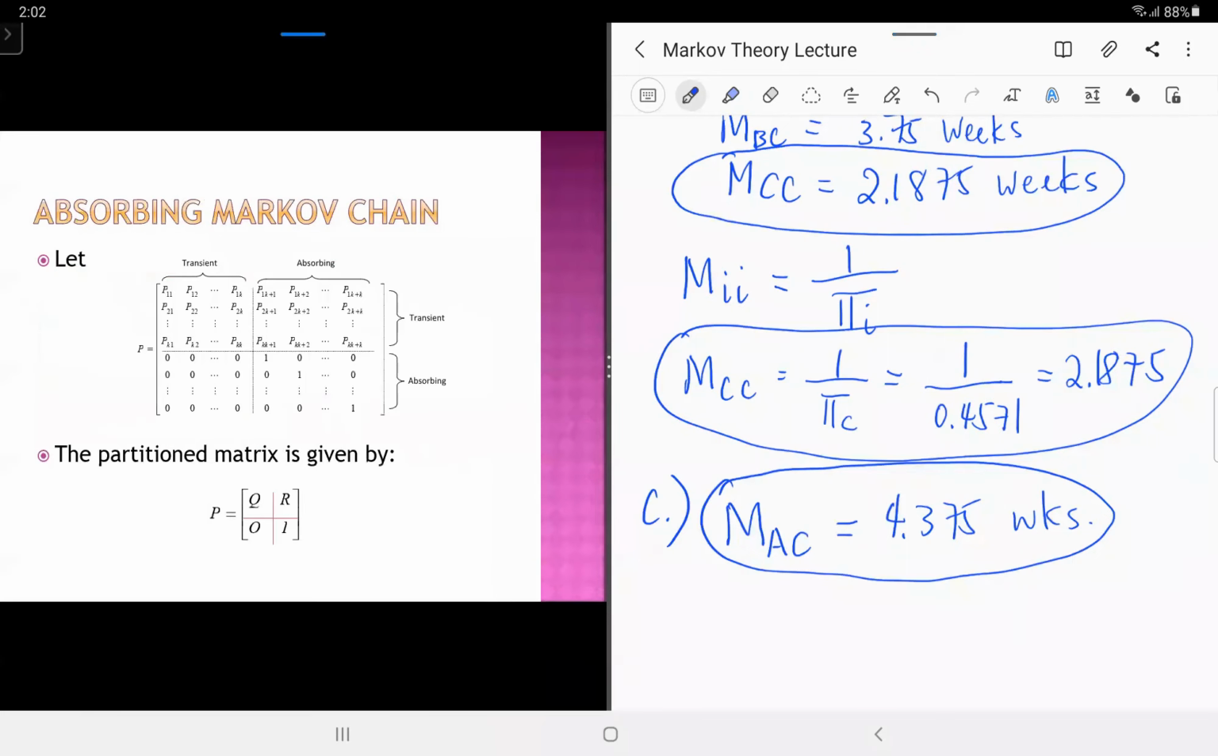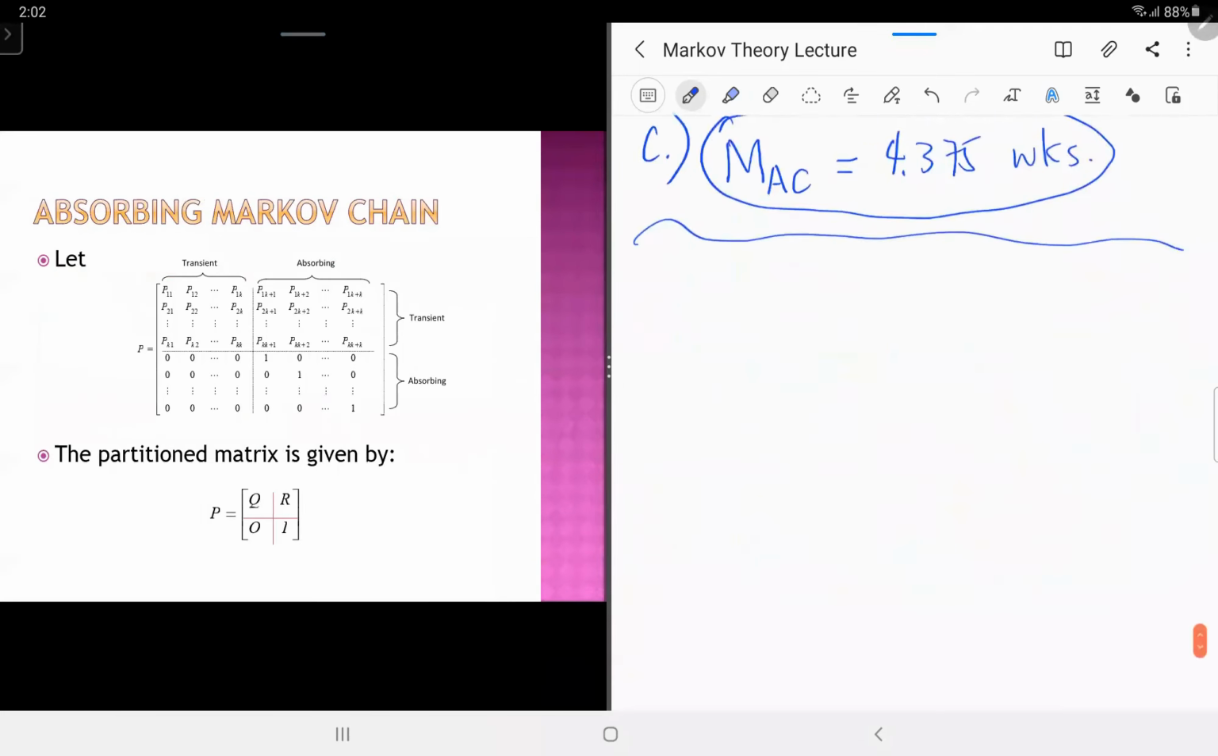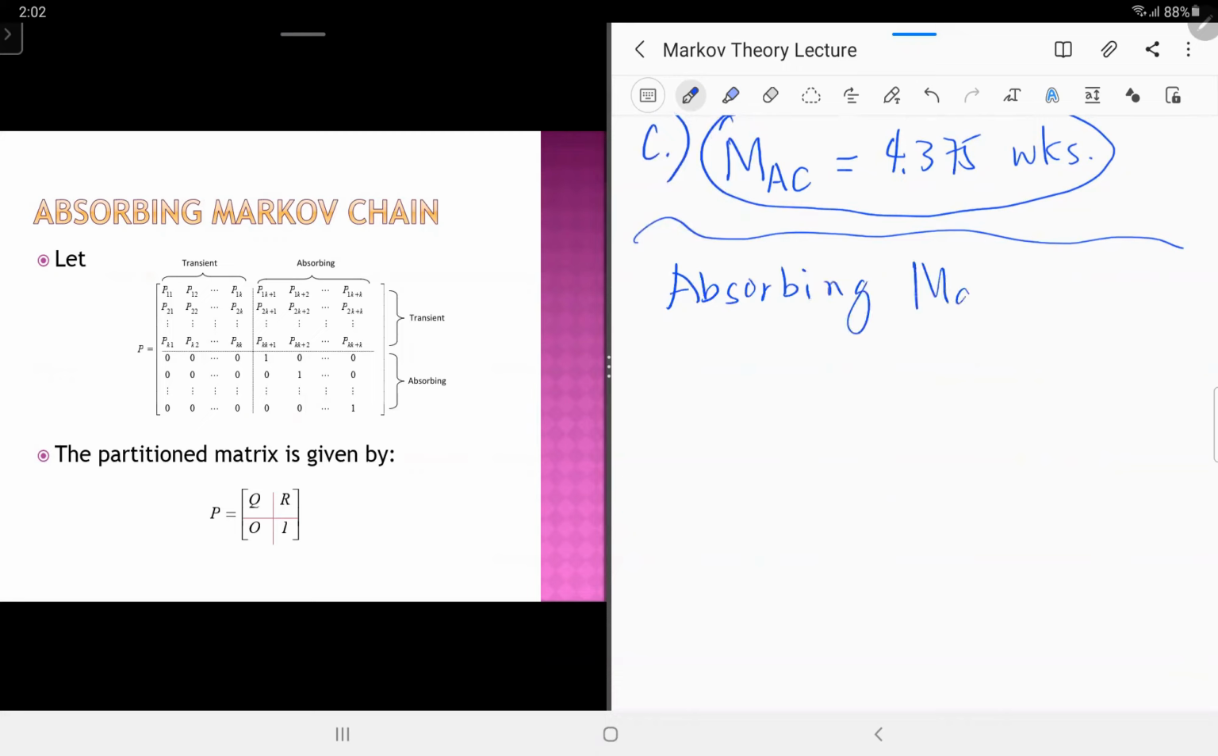Okay, we will proceed to our main topic for today, which is absorbing Markov chains. As I mentioned to you last meeting, the Markov chain will consist of a combination of transient and absorbing states.